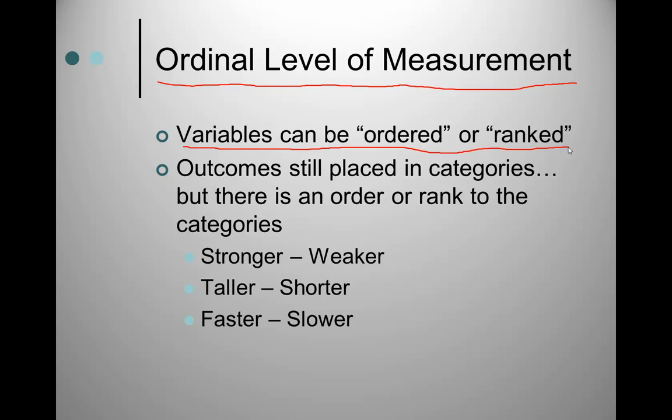And that's the kind of stuff that ordinal level measure is designed to measure. Those kinds of qualities. The outcomes are placed in categories, but there's an order or rank to the categories, like stronger to weaker, taller to shorter, faster to slower. You can measure those things.